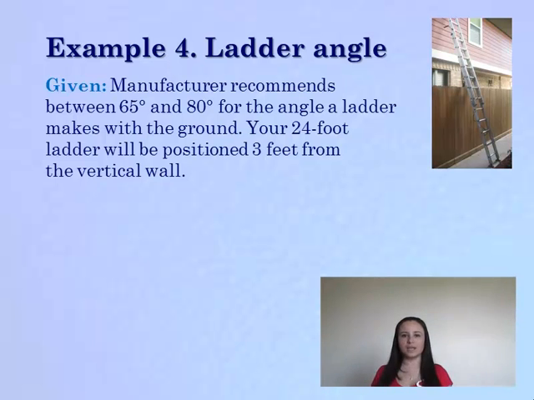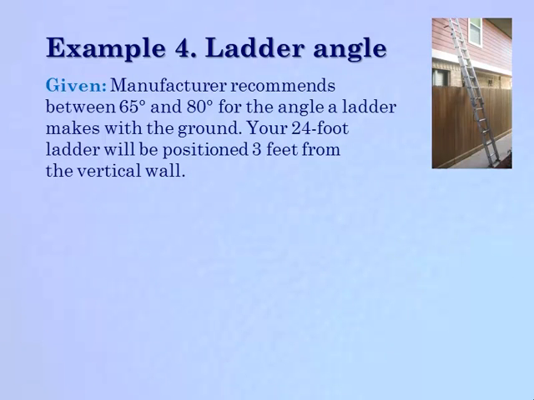So let's take a look at example 4. A manufacturer recommends between 65 degrees and 80 degrees for the angle a ladder makes with the ground. So anything above 80 degrees is too dangerous, and anything below 65 degrees is too dangerous. So you decide to position your ladder 3 feet from the vertical wall. Surely that looks like the right angle, but let's see if it really is or not. We can do that with our trigonometry. So we need to find the maximum and minimum base distances for safe use, and then compare that to the 3-foot distance that you're planning to use.